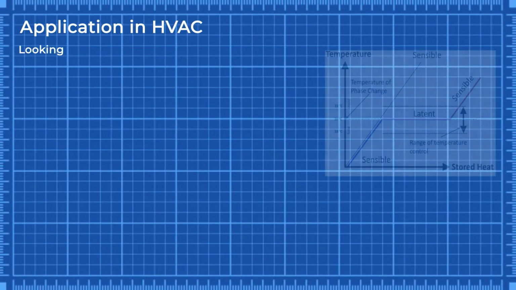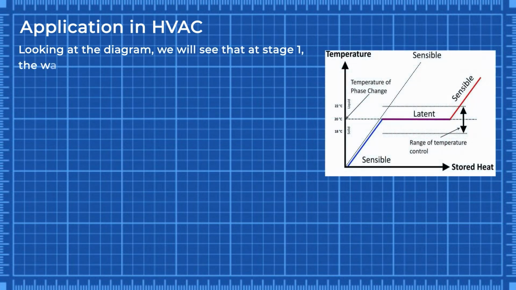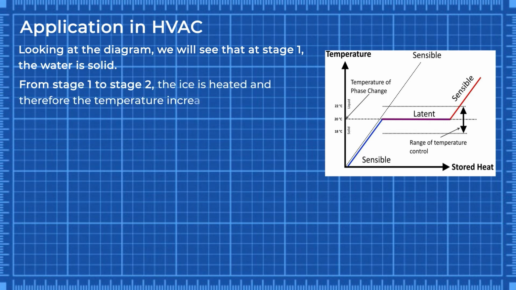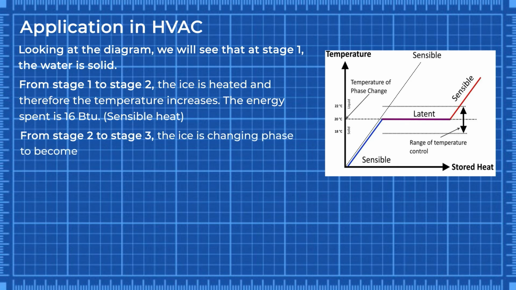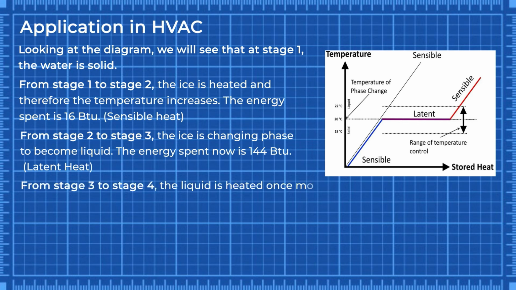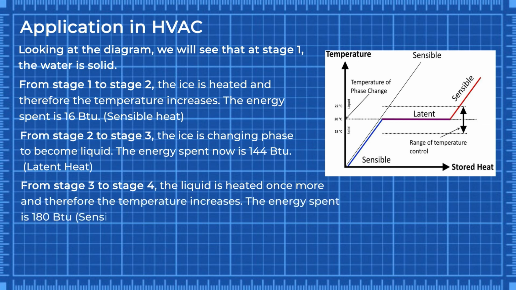Looking at the diagram, we can see that at stage 1, the water is solid. From stage 1 to stage 2, the ice is heated, and the temperature increases. The energy spent is 16 BTU. Sensible heat. From stage 2 to stage 3, the ice is changing phase to become liquid. The energy spent now is 144 BTU. Latent heat. From stage 3 to stage 4, the liquid is heated once more, and the temperature increases. The energy spent is 180 BTU.